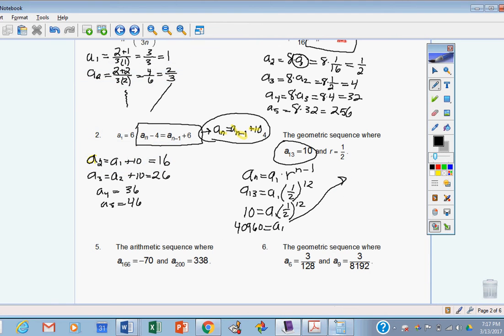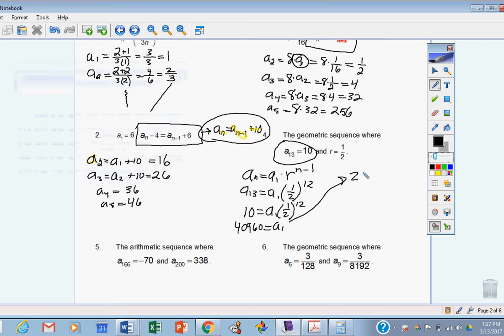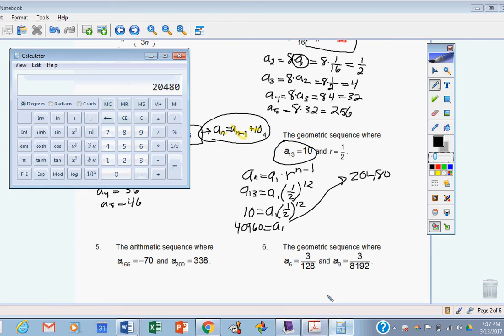All right, so if you think about it, all I've got to do is take that number and times 1/2. So times 0.5, and I get myself 2480. And then I'm going to take that and multiply by 0.5. My third term would be that. And then my fourth term would be that. And then my fifth term would be that.